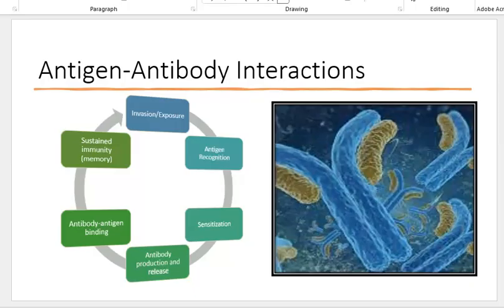And last is sustained immunity. This provides long-lasting true immunity to a specific antigen when re-exposed. Enough antibodies are produced that illness does not occur. This results from memory B cells made during sensitization. Upon exposure to the same antigen, the memory cells respond by dividing and forming new blast cells and plasma cells.